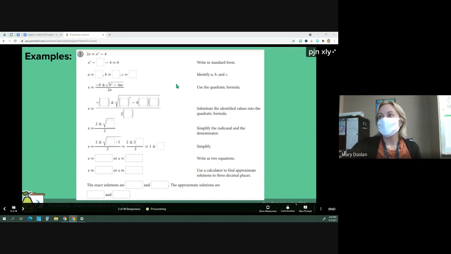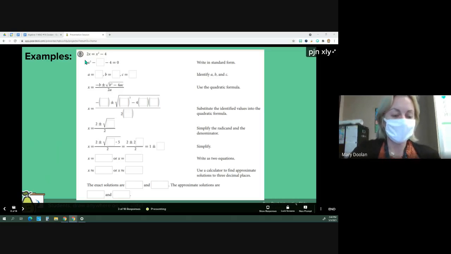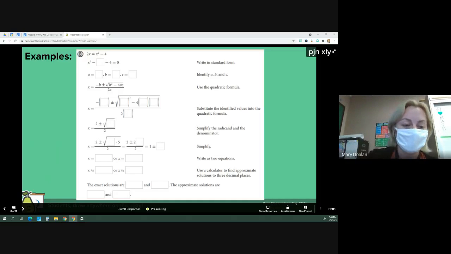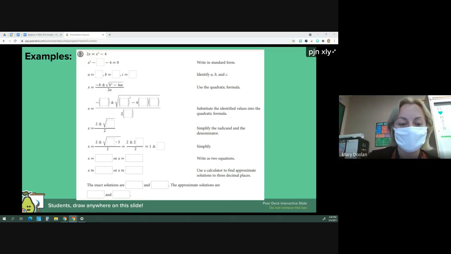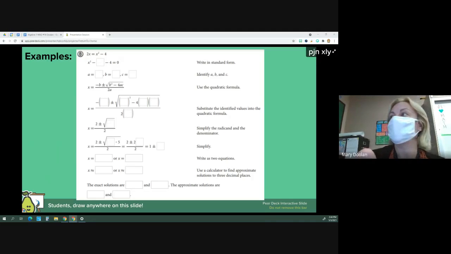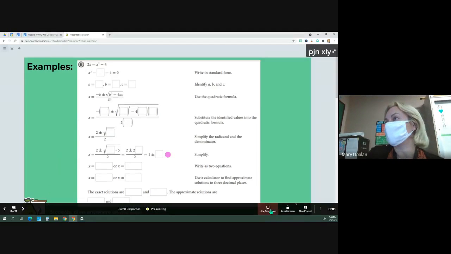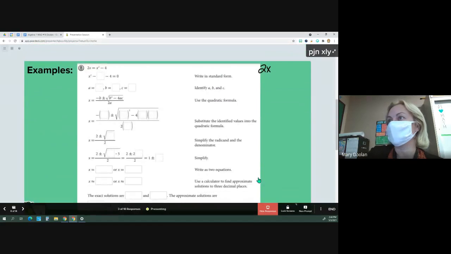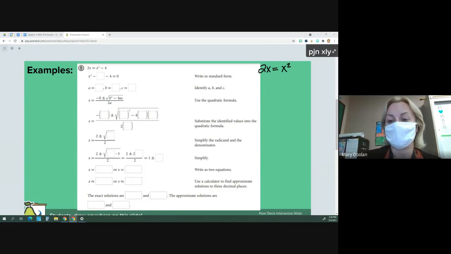All right, so we're going to put this in standard form. 2x. I'll show you how they did it too, because it's not entirely clear how they went and did that. 2x is equal to x squared minus 4.